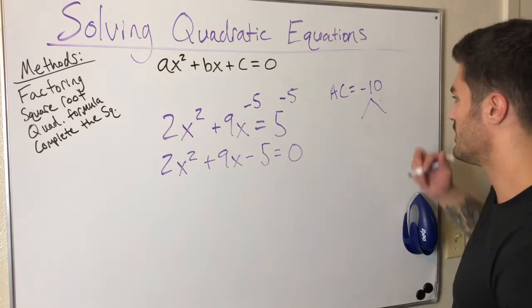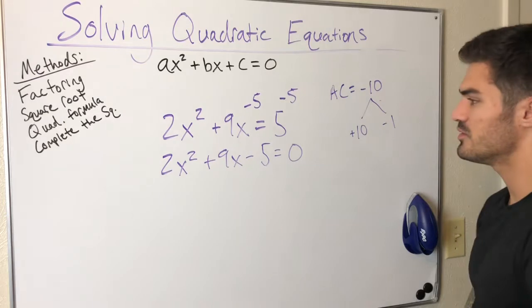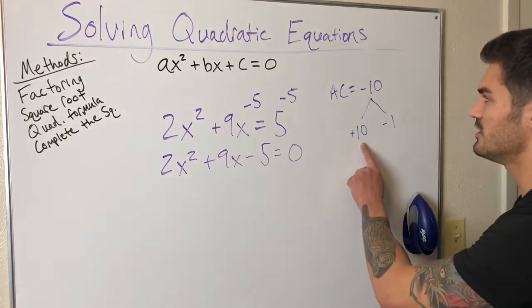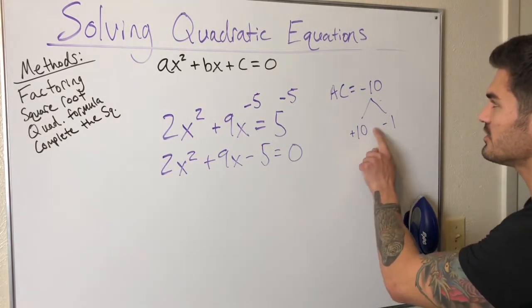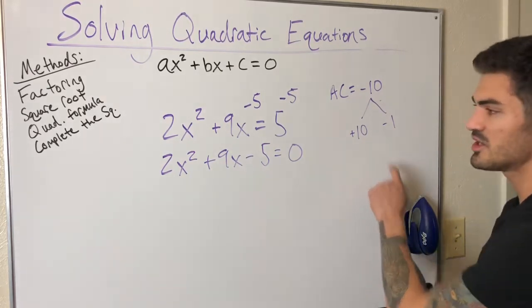So let's see what I can do here. I think that's going to be 10 and negative 1. Positive 10 and negative 1. That's going to give me my positive 9 I need. So two numbers that multiply together to give me negative 10, that checks out, and add together to give me positive 9, that checks out as well.